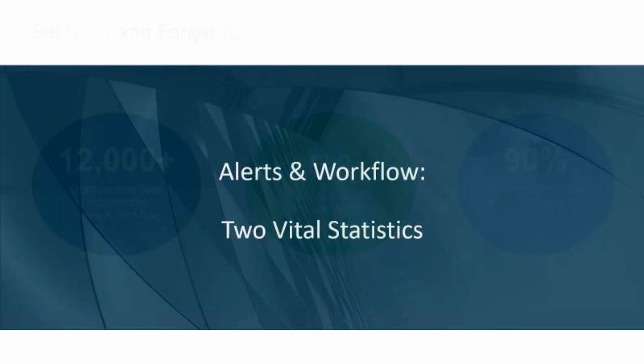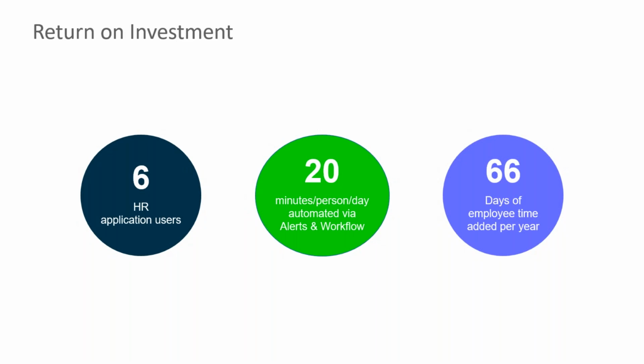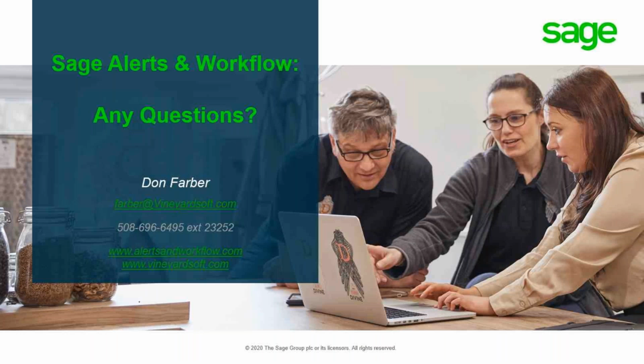First, Alerts and Workflow needs minimal oversight. With over 12,000 customers worldwide, we receive an average of just under 6 new support requests a day. It really is a set it and forget it solution. And second, ROI. Alerts and Workflow automates a minimum of 20 minutes worth of activities per HR user per day. So, if you have 6 HR application users, you can expect at the end of a year to have regained at least 66 days worth of HR employee time.